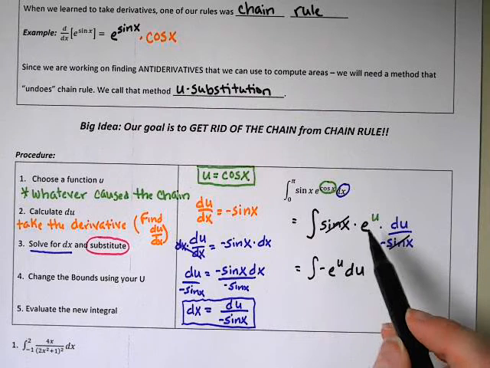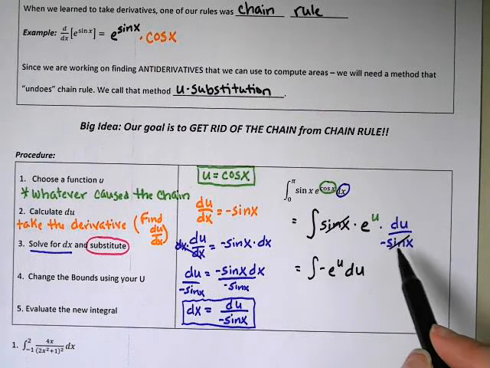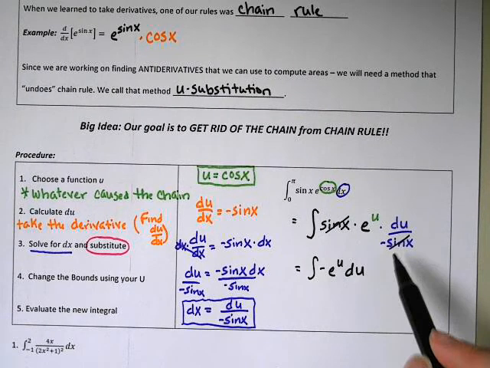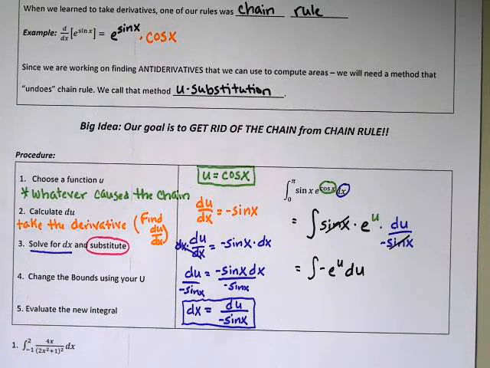If whatever you have here doesn't cancel, if it's got x's, then you know you did something wrong. That's a time for you to go back and see if maybe you picked the wrong function to be u, or if you took the derivative incorrectly, but all of the x's should cancel. All right? Let's take a look at step 4 then.